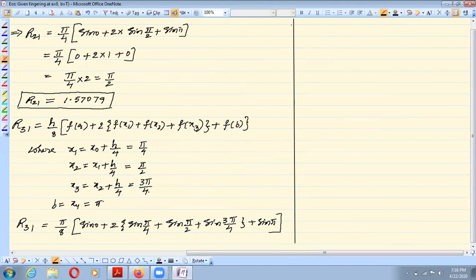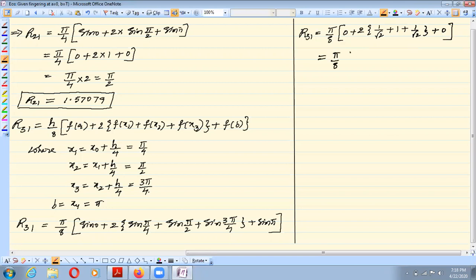So R31 is equal to 5 by 8 into sine 0 plus 2 into sine pi by 4, 1 by root 2, plus 1, plus sine 3 pi by 4. We simplify this one, we will get the answer should be 1 by root 2 plus 0.